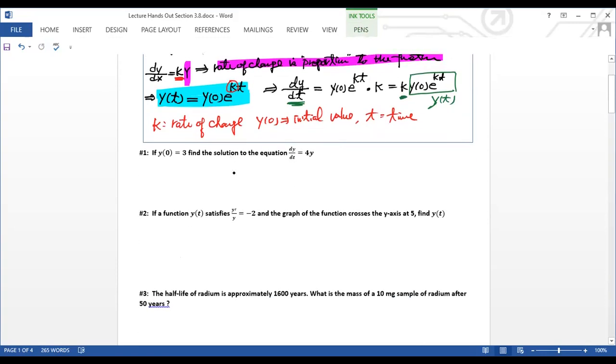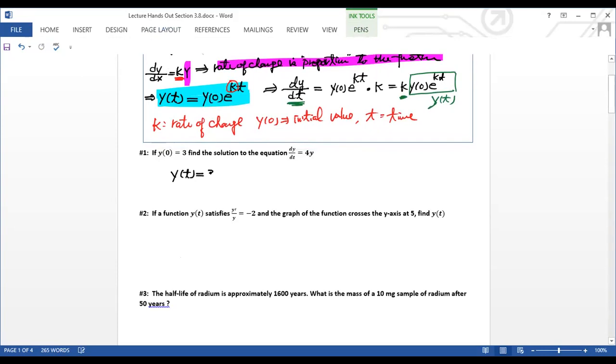All right, so now for these ones here, they say the initial value is 3. Find the solution for dy/dx equal to 4y. So we know the solution for the function here is y, correct? We know y(t) is the solution, with y0.